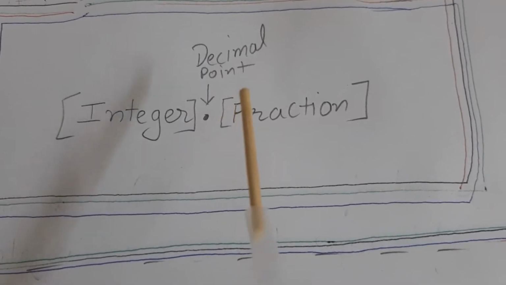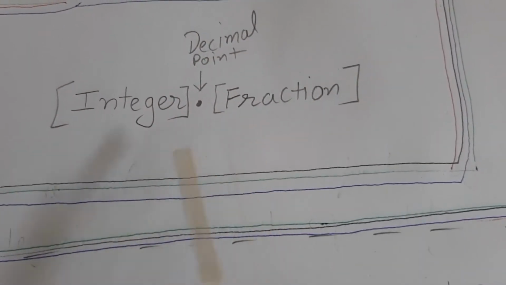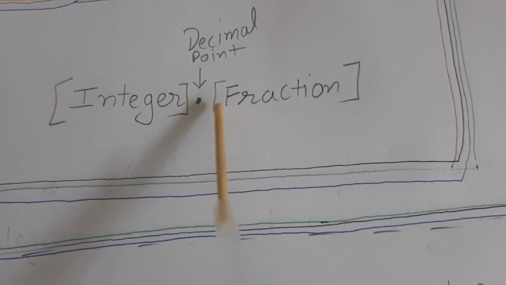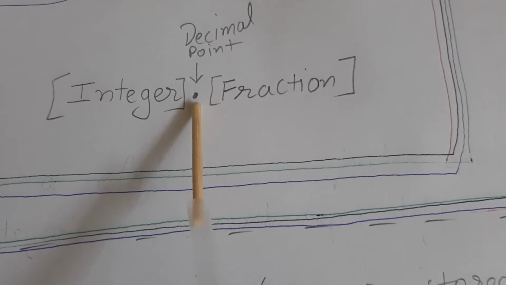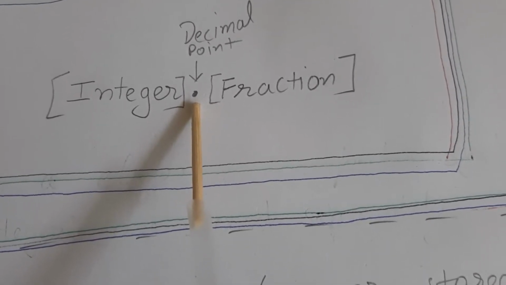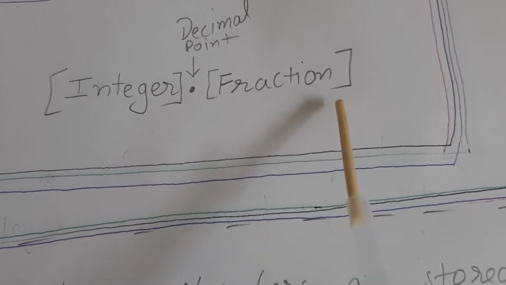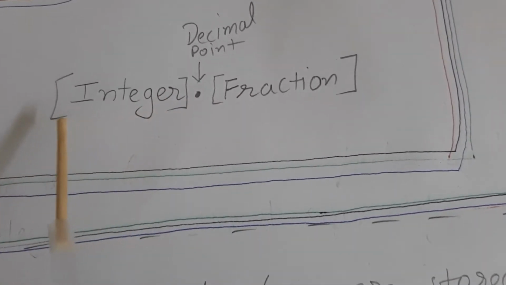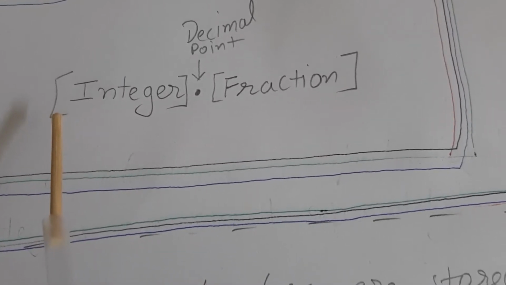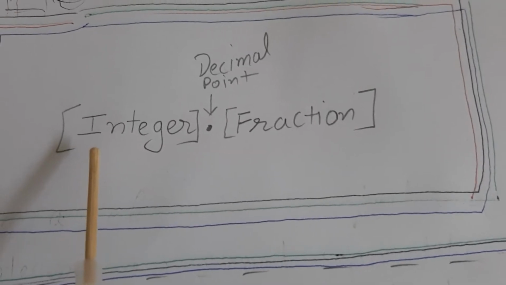So this is how a typical number would look. There is the decimal point. If you move towards the right of the decimal point, we get the fractional part of a number, and if we move towards the left of the decimal point, we get the integer part of the number.